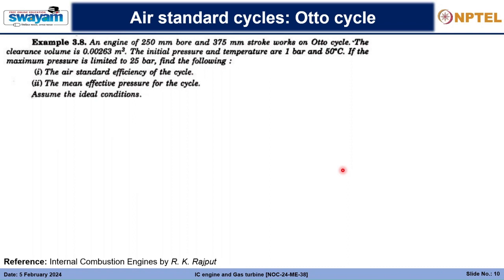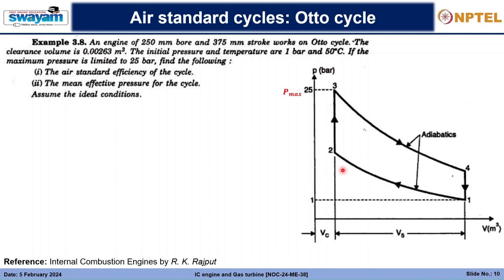Then let us move on to the next problem. So we will see these problems where the geometric configuration is given, like the engine has a bore or diameter of around 250 mm, and the stroke, that is the length up to which it works, is 375 mm, right? So the total volume of the engine is given. So we know by that what is V1, right? The clearance volume is 0.0263 meter cube.